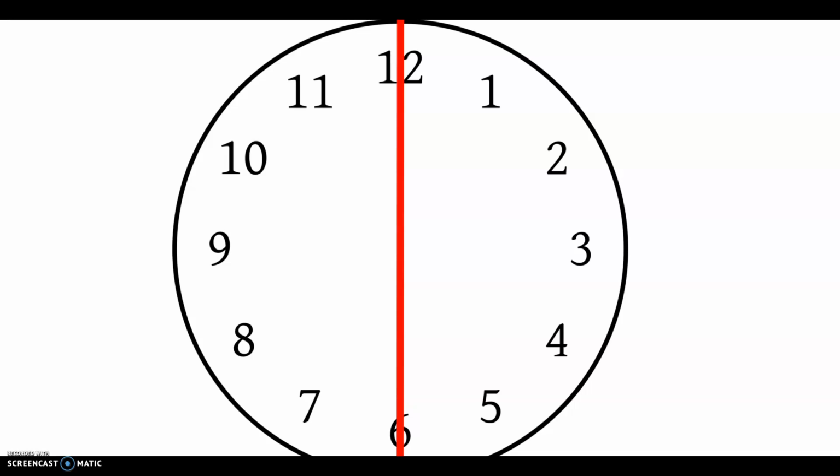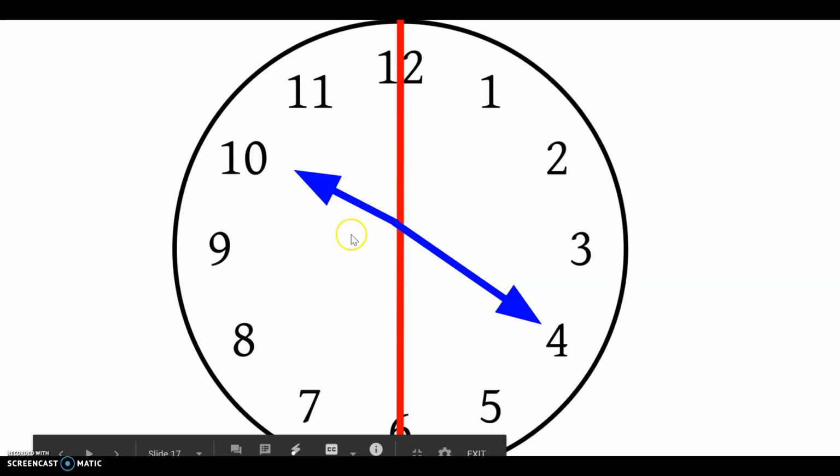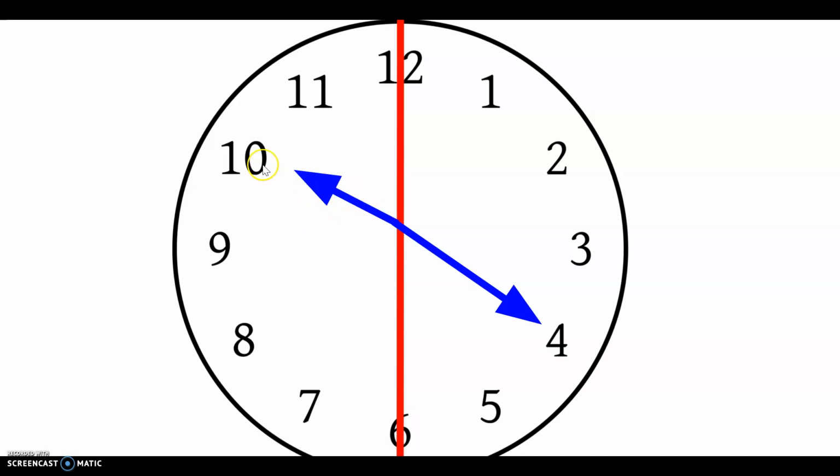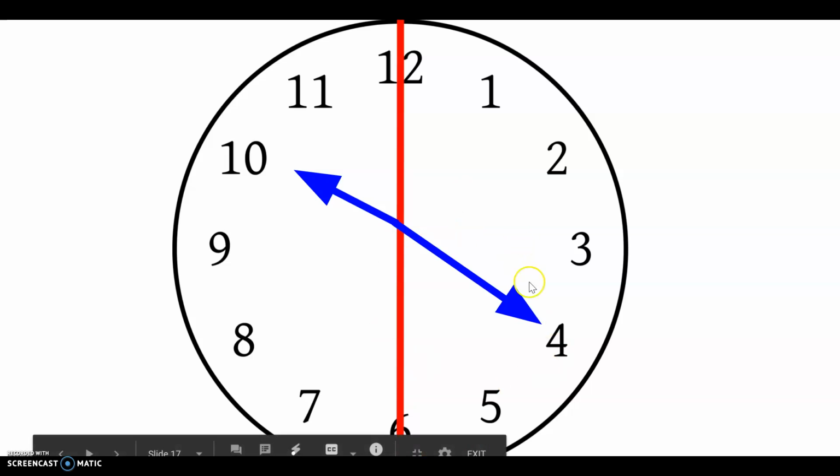Now let's look at a particular time. Let's look at 10:20, for example. That'll be the first time we're dealing with. Notice that the hour hand, which is the shorter hand, is at 10, and the minute hand, which is the longer one, is at 20.